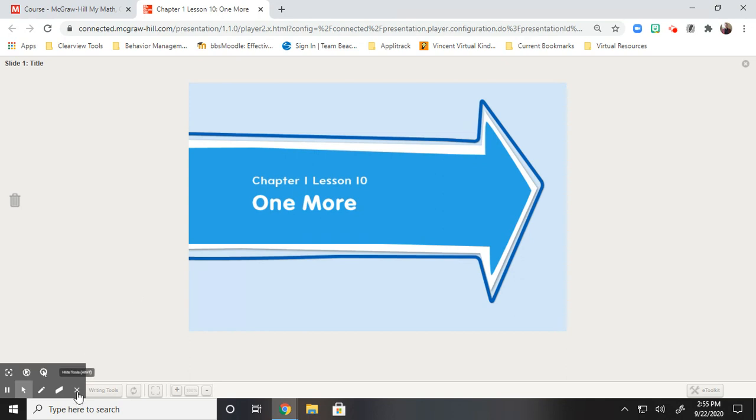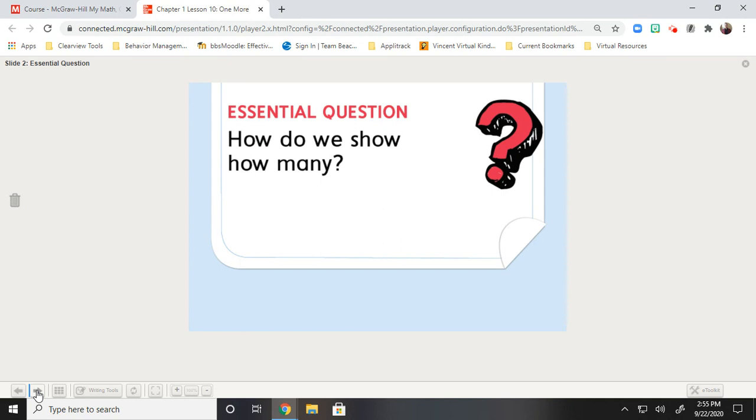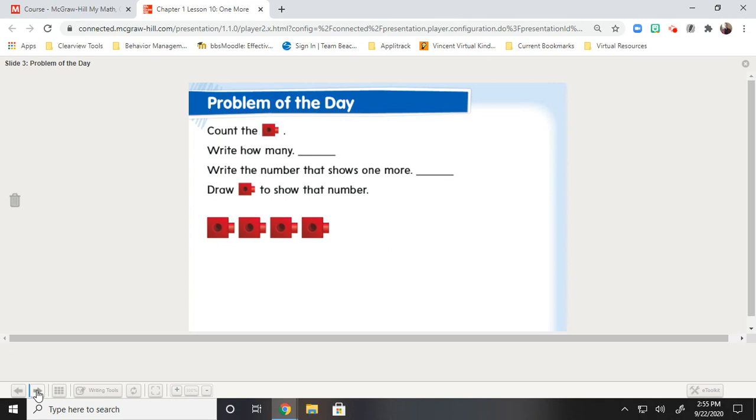All right, let's jump into it. We're going to be talking about adding one more. So our essential question is, how do we show how many? Here's a problem here. Let's see what we can do. It says count the red blocks.